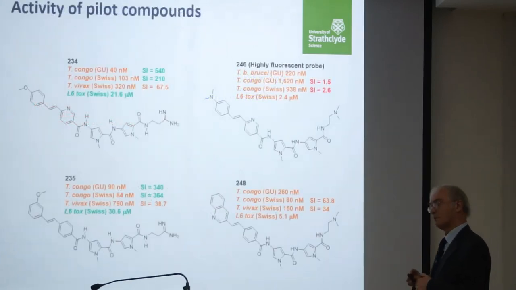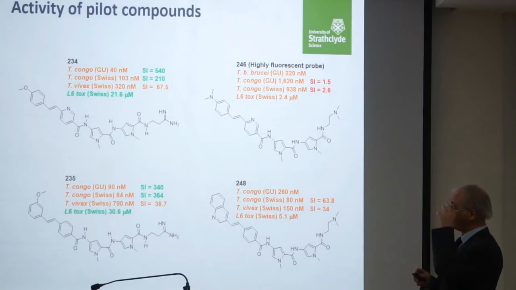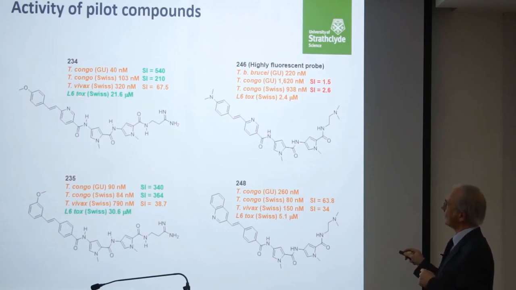And here's a panel of compounds that have been most extensively studied. You can see the structures that match what I've just told you, and you can see here the data for the various species. L6 tox is a mammalian cell, it's a rat cell that is a good measure of whether the compounds are likely to be sufficiently selective in their applications to treat this particular infection.